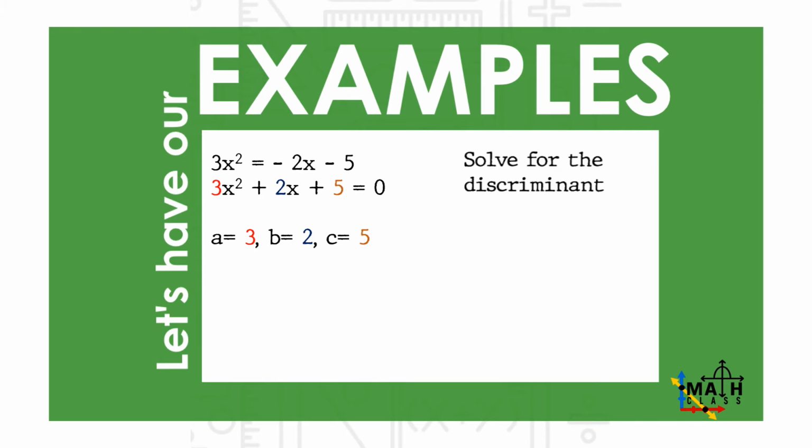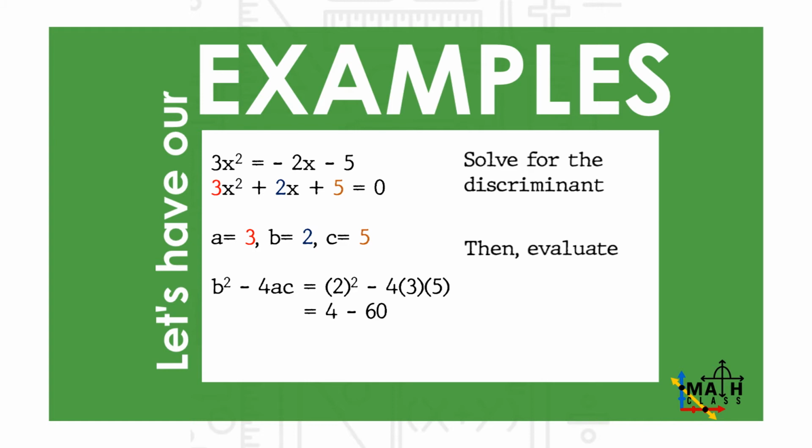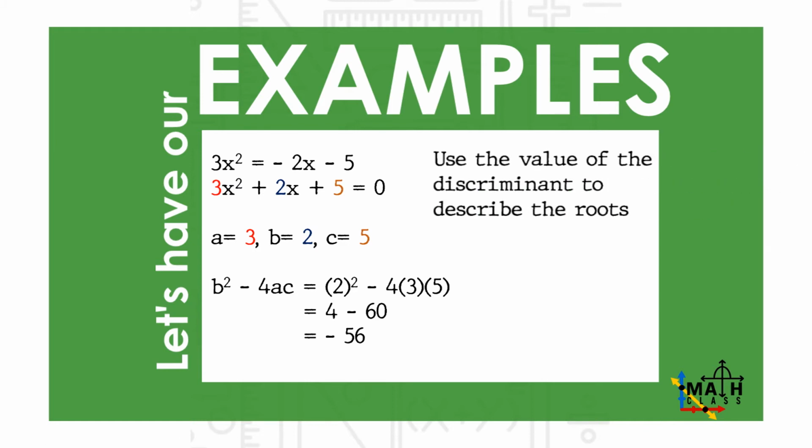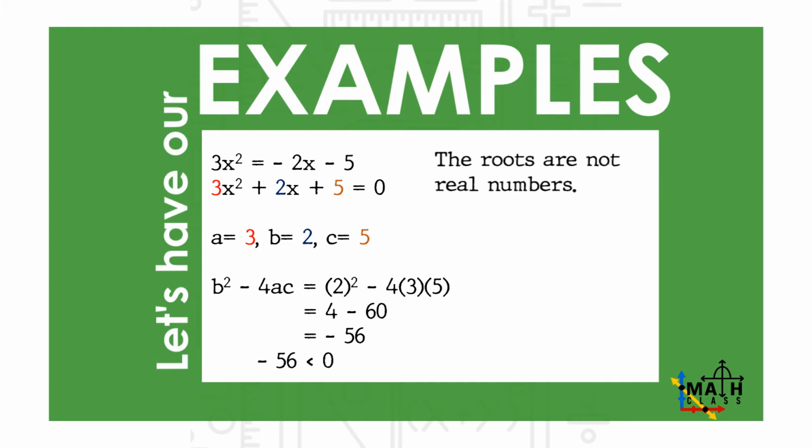Then solve for the discriminant by substituting the obtained values of a, b, and c. Then evaluate. Use the value of the discriminant to describe the roots. Since the discriminant is less than 0, the roots are not real numbers.